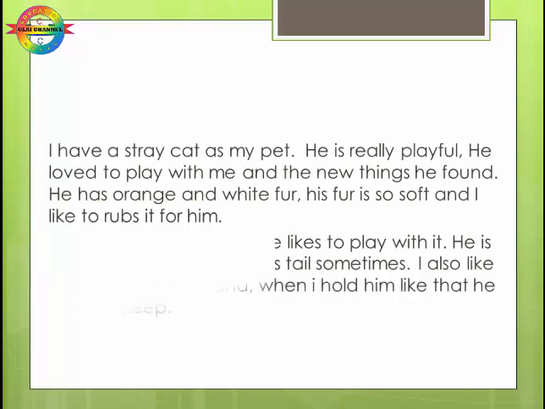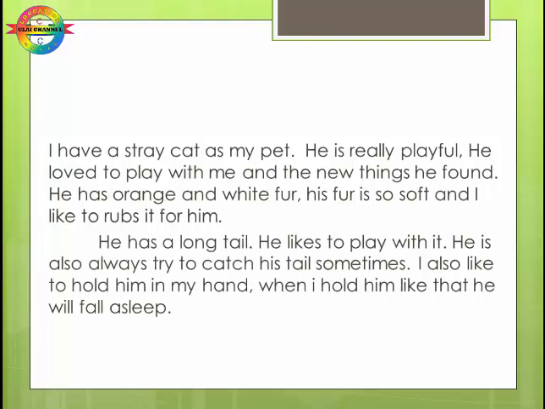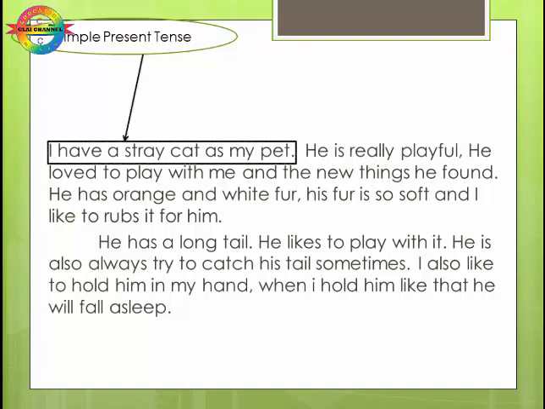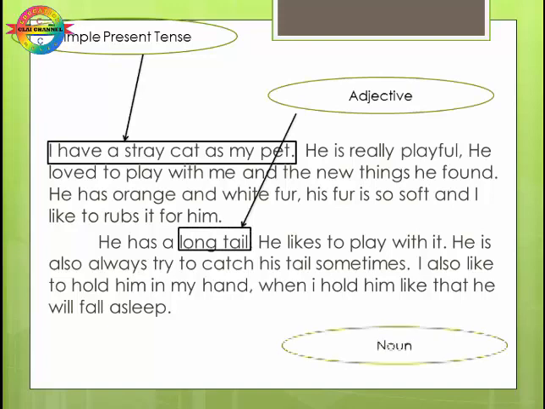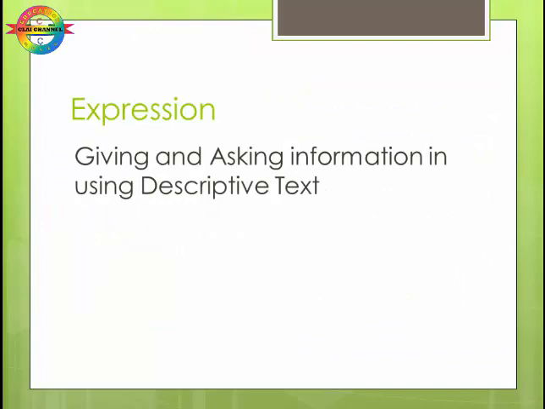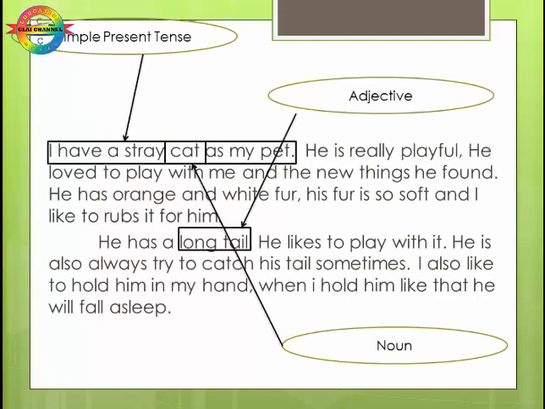The example of the descriptive text: I have a cat as my pet. Okay, let's analyze the English words, the structure of the language features. I have a cat as my pet is the simple present tense. Long tail is an adjective. Cat is a noun. Okay, you have learned about descriptive text. This is the analysis of the language features.